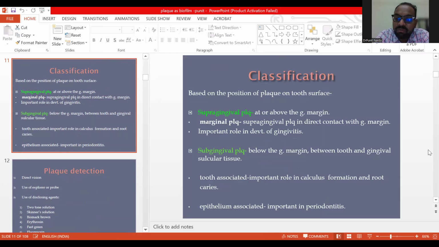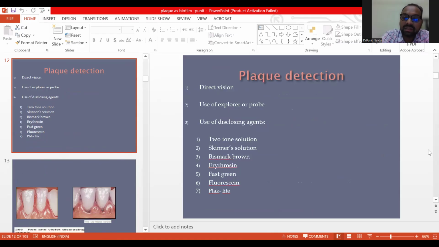Based on the position of plaque on the tooth surface, it can be categorized into supragingival plaque and subgingival plaque. Supragingival plaque is above the gingival margin, comes in direct contact with the gingival margin, and plays an important role in the development of gingivitis. Subgingival plaque is below the gingival margin, between the tooth and the gingival sulcus. These are of two types, tooth associated and epithelium associated. Tooth associated plays an important role in calculus formation and root caries, and epithelium associated plays an important role in the development of periodontitis.